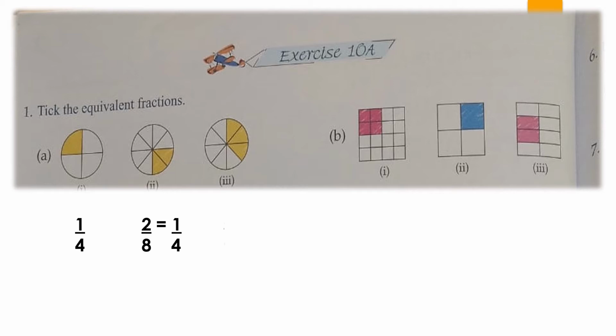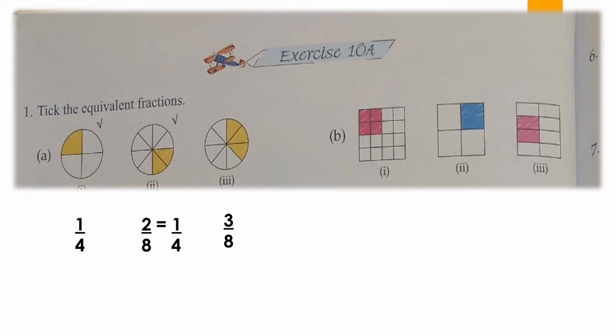Now the third figure has the fraction 3 by 8 because 3 parts are shaded and total parts are 8. So 3 is a prime number, children, so you cannot reduce it to the lowest terms. So you can see here the first one and the second one, you will take these as equivalent fractions because both are giving 1 by 4 as the fraction.